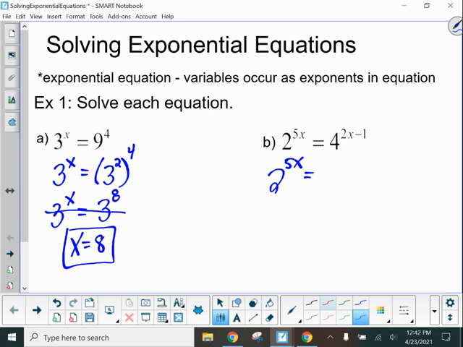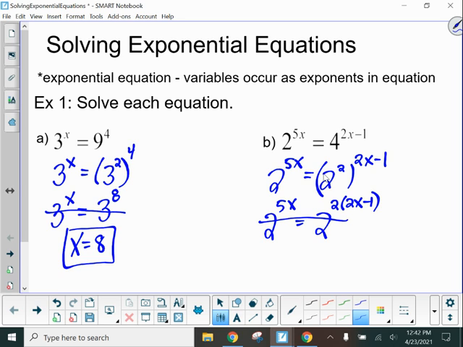So we have a base of 2 and a base of 4. 4 can be written as a base of 2. That is going to be 2 squared, and that's to the 2x minus 1 power. So I have 2 to the 5x equals 2 to the 2 times 2x minus 1 power. And you can go ahead and distribute that 2 at this step if you wanted to. I'm going to leave it separate, and I'm actually going to distribute once I rewrite this.